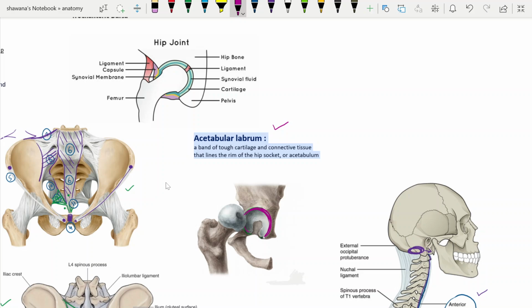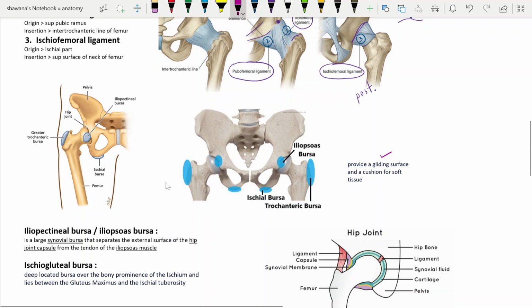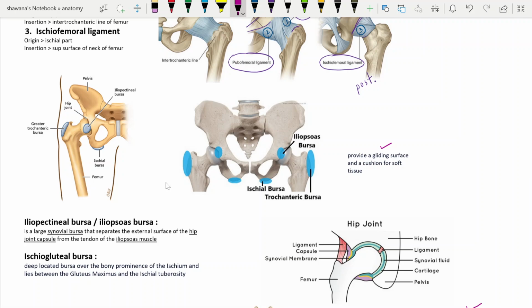The last topic is the bursa. Bursae are structures that provide gliding surfaces, and they prevent friction between two structures. In the pelvic region, there are three bursae. First is the iliopsoas bursa, which is also known as the iliopectineal bursa. The second one is the ischial bursa, which is also known as the ischio-gluteal bursa, and the third one is the trochanteric bursa.